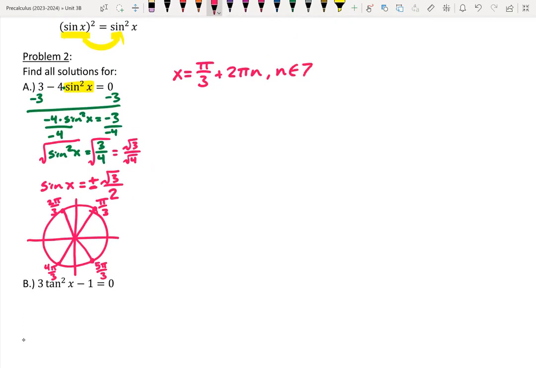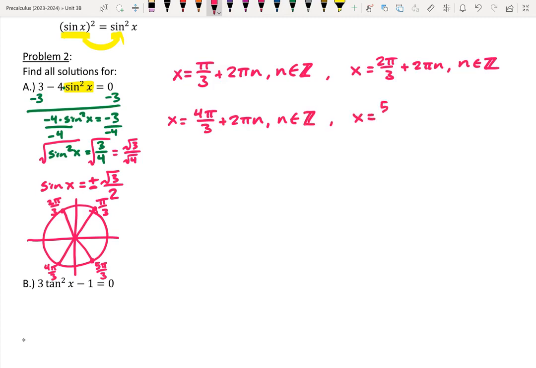N is an element of the integer set, and I could go x equals the next one, 2 pi over 3, plus 2 pi n. N is an integer. And then I have 2 more, 4 pi over 3, plus 2 pi n. N is an integer. And x equals finally 5 pi over 3, plus 2 pi n. N is an integer. All right, so there's our answers.